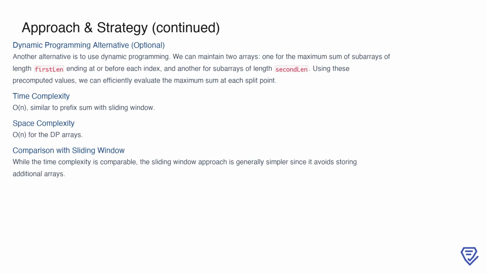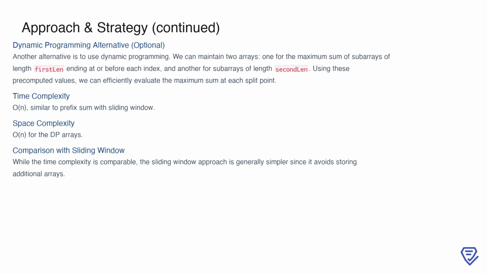An alternative approach to solving this problem involves dynamic programming. Here, we maintain two arrays, one that tracks the maximum sum of subarrays of length first len ending at or before each index, and another for subarrays of length second len. Using these pre-computed values, we can efficiently evaluate the maximum sum at each split point in the array. This method also achieves a time complexity of O(n), as we only need to traverse the array once, and a space complexity of O(n), due to the additional arrays.